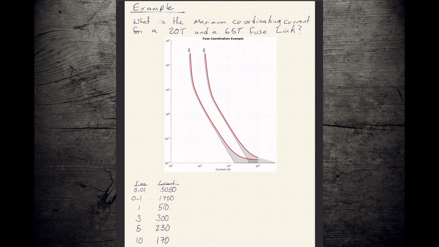What we're going to do is multiply this by our derating factor. Get that calculated.